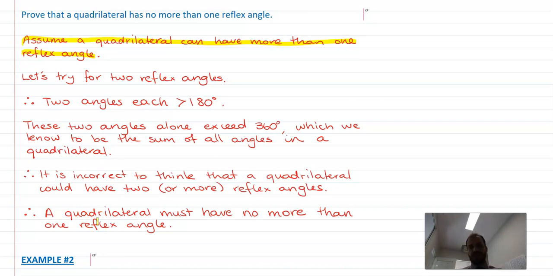I'm not sort of talking about this one formally. I just want to give you the sense. Assume the opposite of what we were trying to prove in the first place. Wait for the nonsense to appear. And then obviously our assumption must have been wrong.